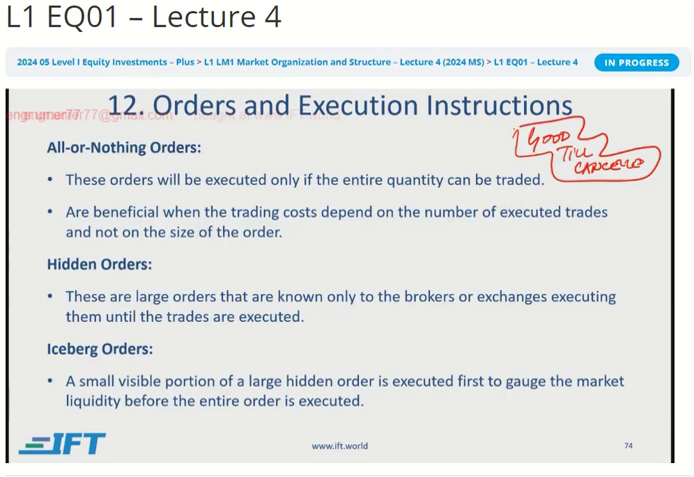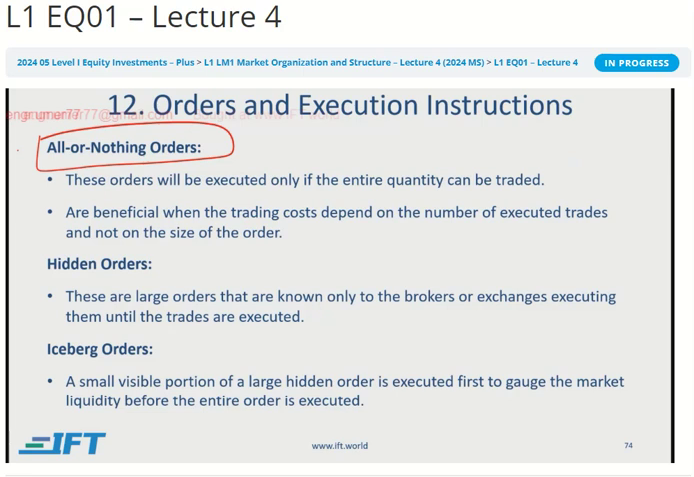But as far as the curriculum is concerned, good till cancelled means that order will stay valid until you cancel it yourself, right? There is another very interesting one which we'll see on the next slide, fill or kill, which basically means immediate or cancel: either it's completely filled, or it's killed. We'll look at those shortly, but before that, let's have a look at these ones. All or nothing means either the entire order is executed or nothing, so we don't want any kind of partial fill over here.